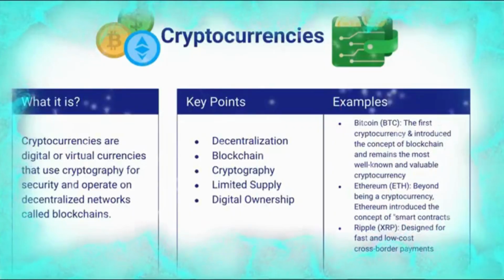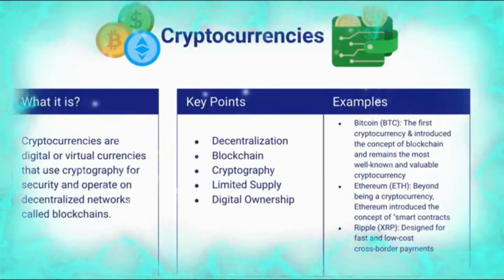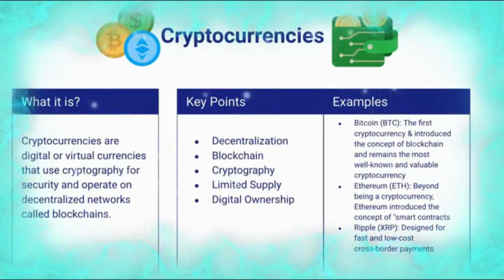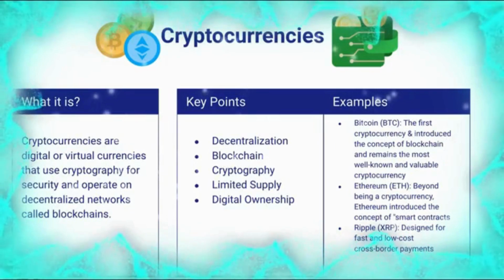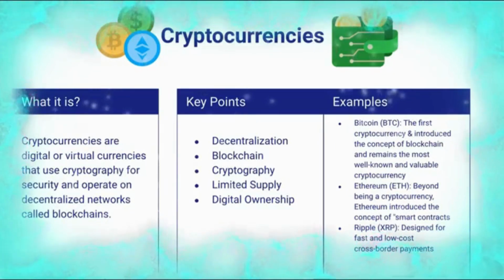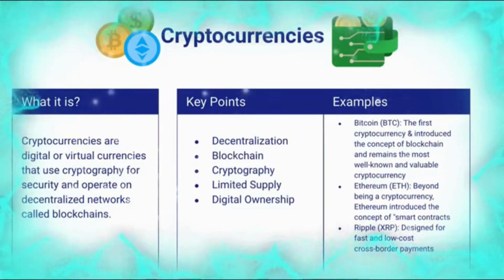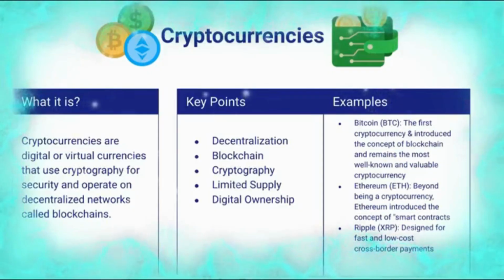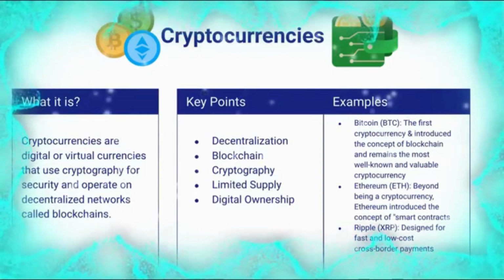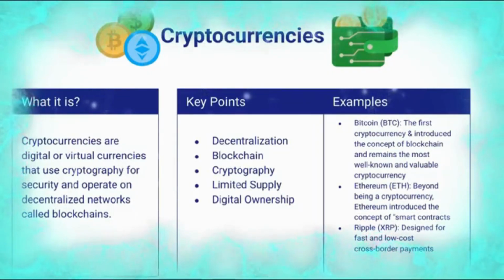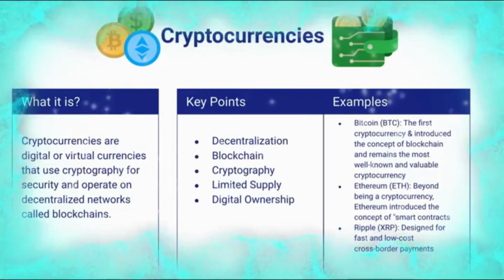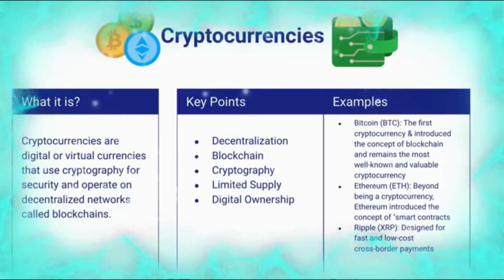Cryptocurrencies and tokens are digital assets that operate on blockchain technology. Let's break down the concepts of cryptocurrencies and tokens along with some examples and key points. Cryptocurrencies. Cryptocurrencies are digital virtual currencies that use cryptography for security and operate on decentralized networks called blockchains. These blockchains maintain a secure and transparent ledger of all transactions involving the cryptocurrency.